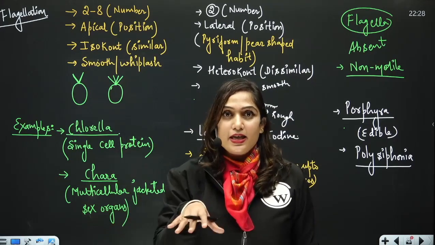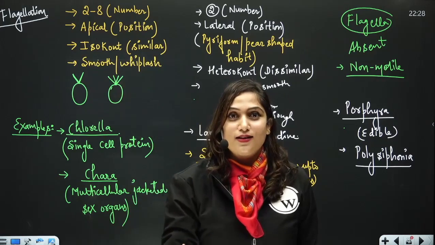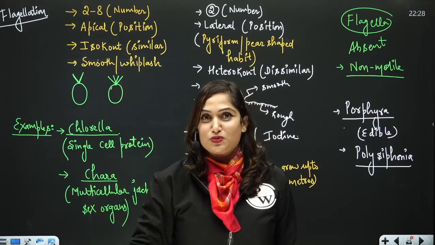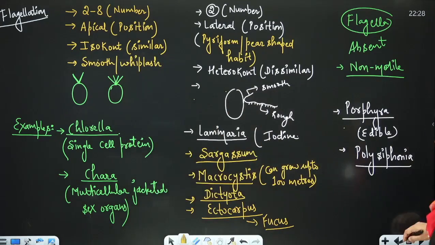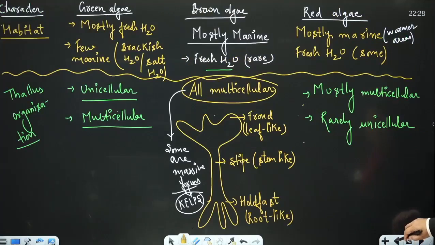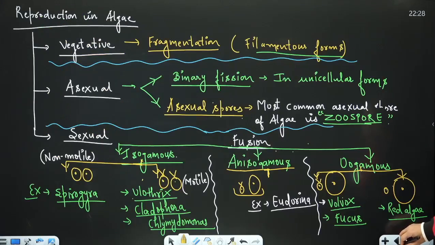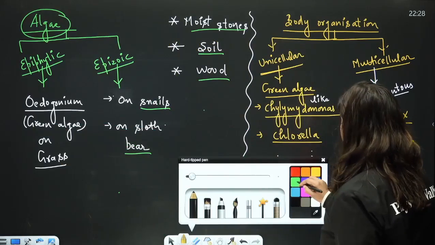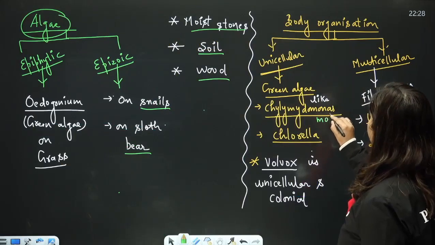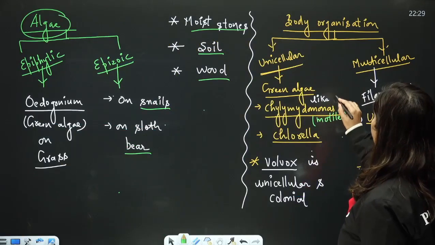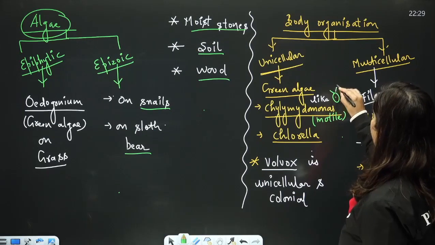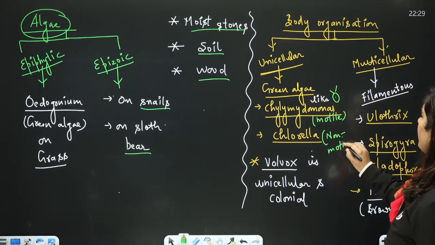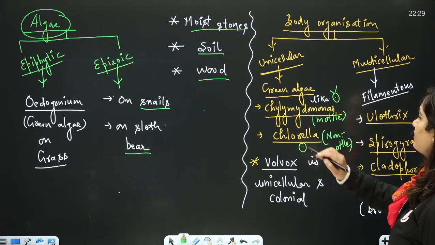So in the whole life cycle, the algae can have flagella on the main body if it is unicellular, on the gametes, and on the zoospores, the asexual spores. Okay, and yes, one more thing I will add here. This also makes an important question. Chlamydomonas is a unicellular motile algae. Its main body has flagella, but Chlorella is a unicellular green algae which is non-motile. The main body does not have the flagella.